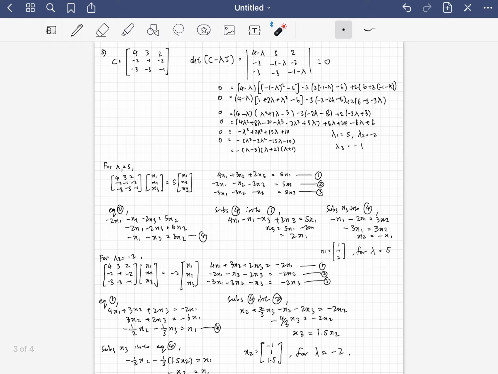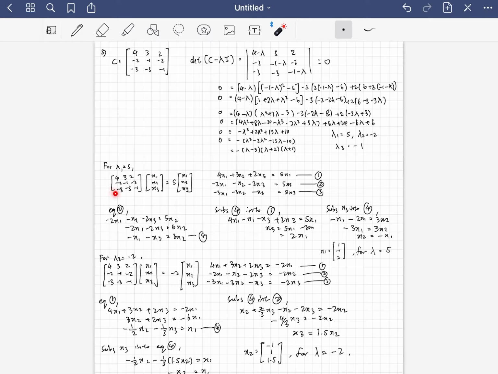The next question also asks us to find the eigenvectors and eigenvalues. Like the same, the determinant of C minus lambda I equals 0, and from the determinant solution, we find the final values for lambda 1, lambda 2, and lambda 3. Lambda 1 equals 5, lambda 2 equals negative 2, and lambda 3 equals negative 1. Like the same, we will find the eigenvectors for lambda 1 equals 5.